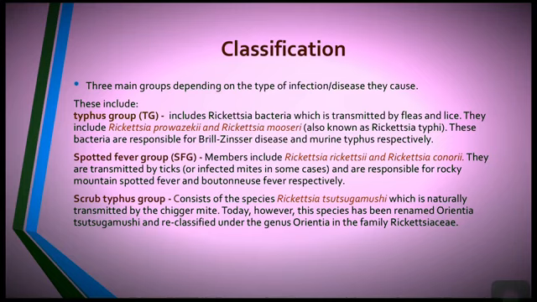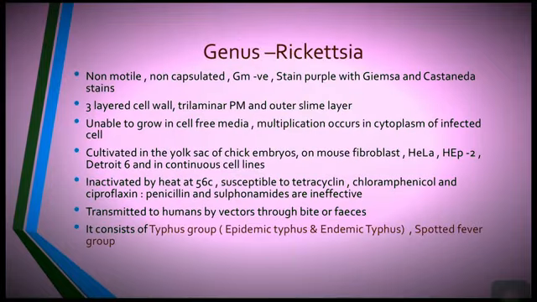The spotted fever group includes the members Rickettsia rickettsii and Rickettsia conorii, which are transmitted by means of ticks and cause Rocky Mountain spotted fever. And the third one is scrub typhus. It consists of the organism Rickettsia tsutsugamushi, which is transmitted by means of mites. The family contains three genera, that is Rickettsia, Ehrlichia, Orientia, and Coxiella.